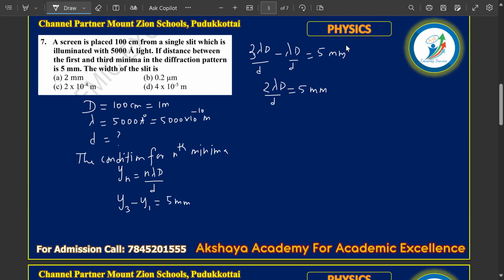From there, what do we need to find out? This d value we need to find out. d is equal to 5,000 into 10 power minus 10 into 1 meter divided by 5 into 10 power minus 3 meter. So d will be equal to 10 power minus 4 meter. Correct answer for question number 7 is nothing but answer C. Option C.